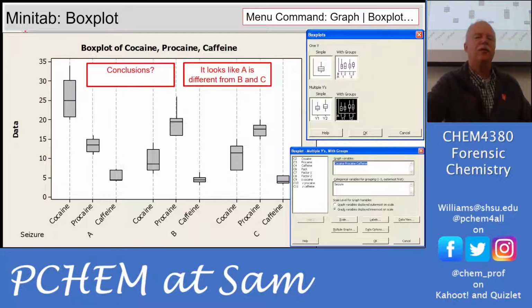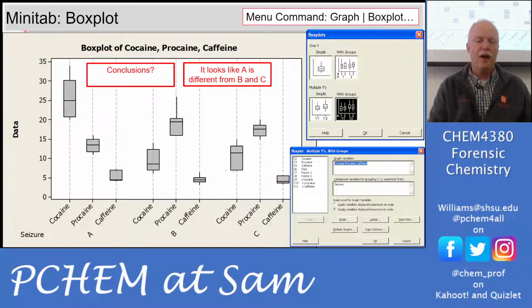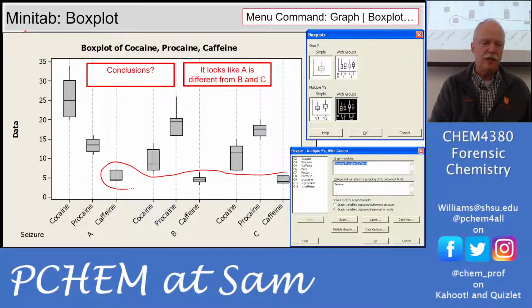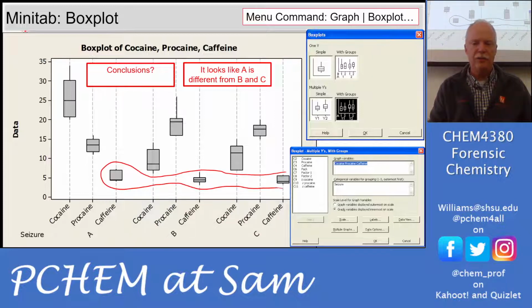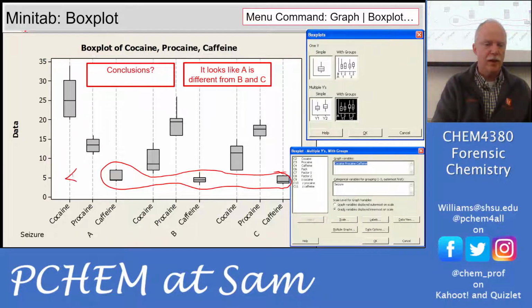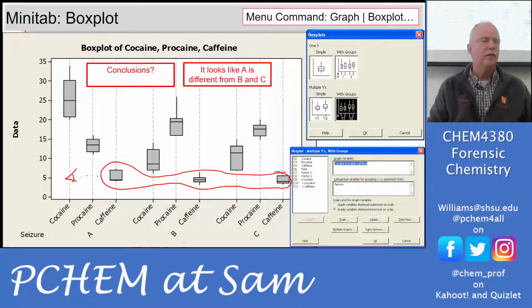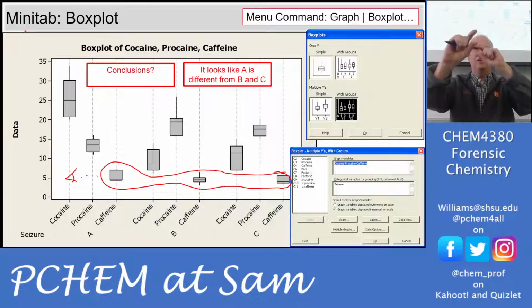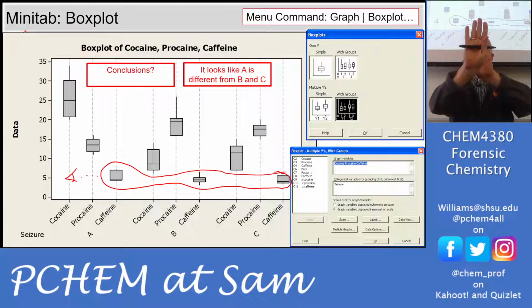Now, how can we tell, when we want to make that claim that something is different in a box plot, you really need to look at the overlap of the boxes. So let's look at just the caffeine samples. See how those boxes, if we look at them from the left, they overlap. We can't tell the difference between them because they're overlapping each other. So they're all essentially from the same population in terms of caffeine.